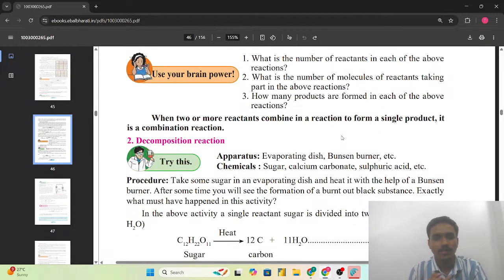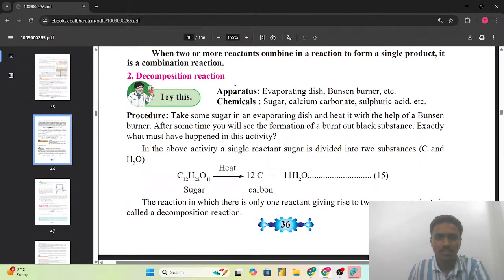So what is it? When two or more reactants combine in a reaction to form a single product, it is a combination reaction. So when two or more reactants combine and a single product is formed, then that type of reaction is called a combination reaction. From the name itself we get to know that combination means combine. We are combining two or more reactants to form a single product, then that type of reaction is called a combination reaction. This is clear. So next is the decomposition reaction.